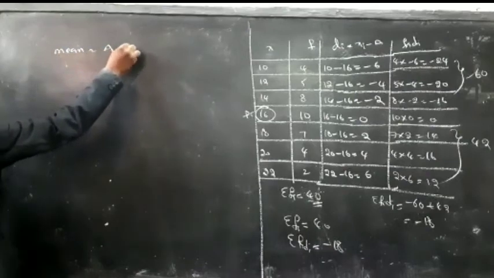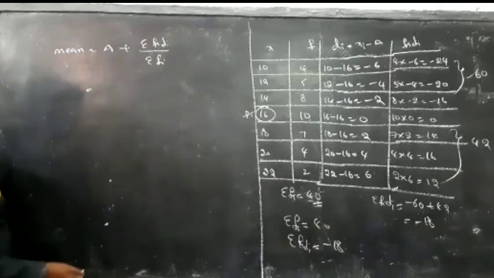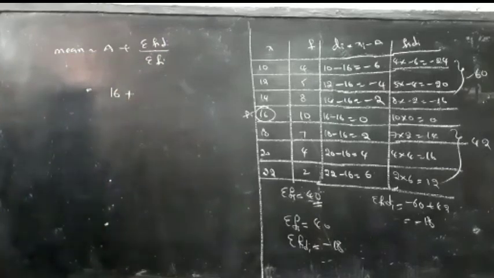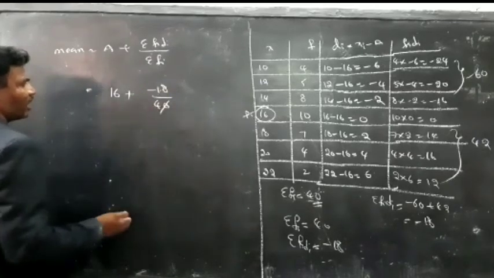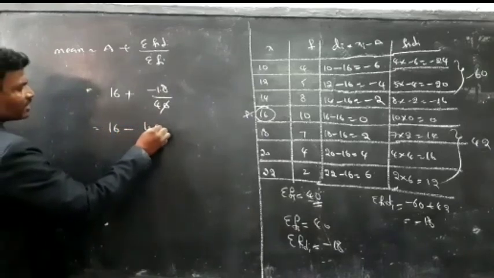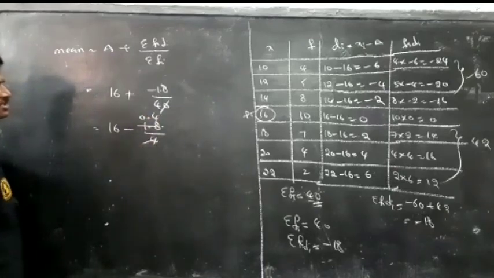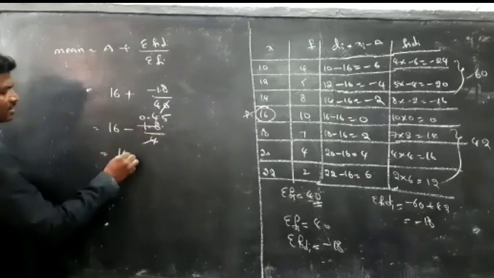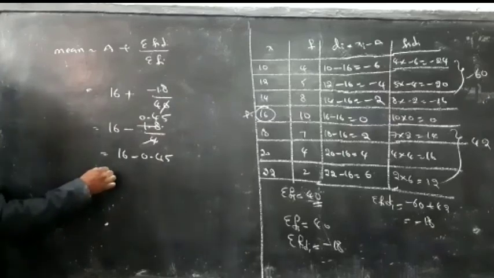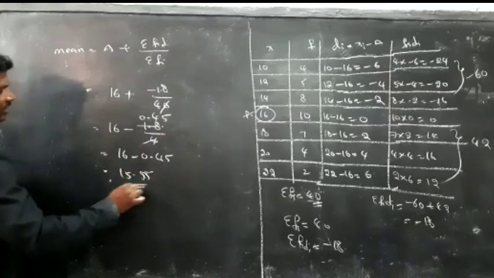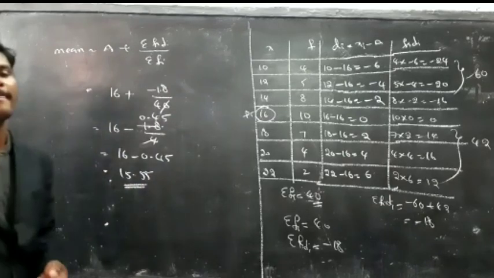Now sigma fi is 40 and sigma fi di is minus 18. Mean is equal to A plus sigma fi di by sigma fi. A is the assumed mean, 16. So 16 plus minus 18 by 40. Cancel the 0 and keep the decimal: 16 minus 1.8 by 4, which is 0.45. 16 minus 0.45 is 15.55. The mean of the table is 15.55.